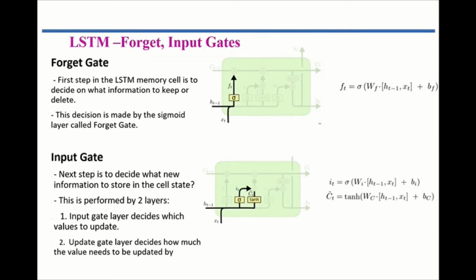The first gate that interacts with the cell state is the forget gate. It decides what information to store or delete from the cell state. Once the forget gate makes a decision, the next gate is the input gate, which decides what new information to be stored in the cell state. It performs this with two layers, the input gate layer and the update gate layer. The input gate layer decides which values to update, and the update gate layer decides how much the value needs to be updated by.